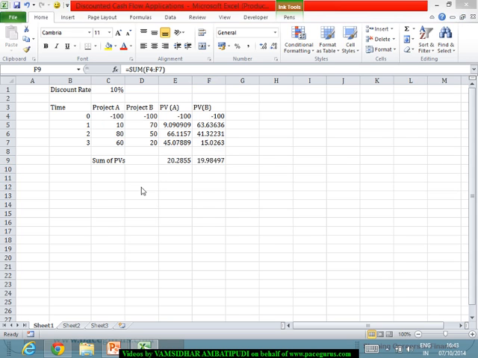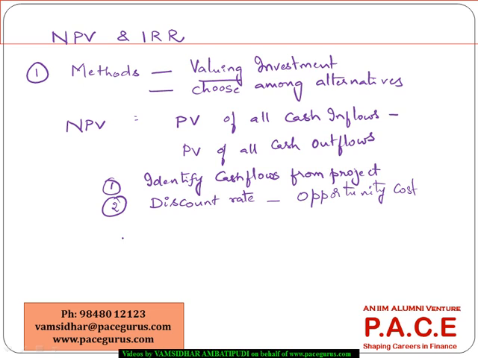Now, if at all I have to use NPV for investment decision purpose, the rule is quite simple. If NPV is positive, accept the project. If NPV is negative, reject the project outright. So a project or investment accept or reject decision using the NPV rule is straightforward. If it is positive, accept it, otherwise you reject it.